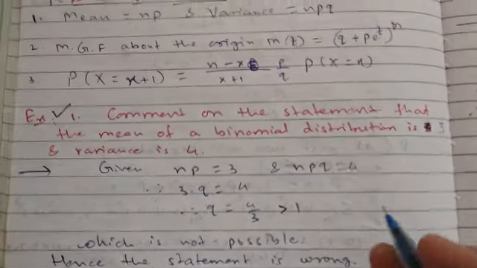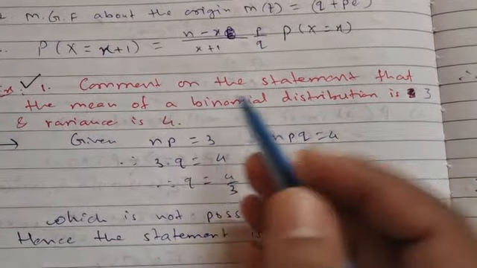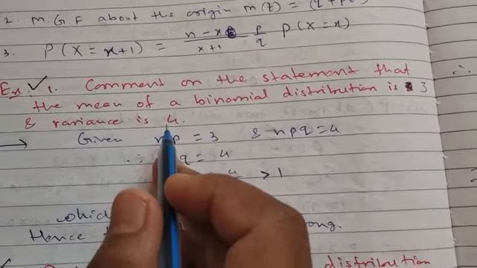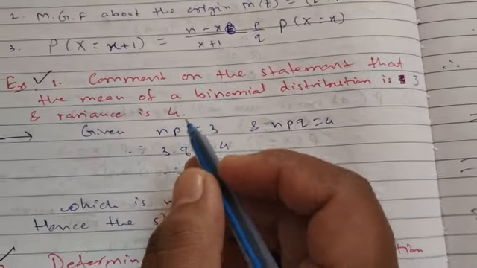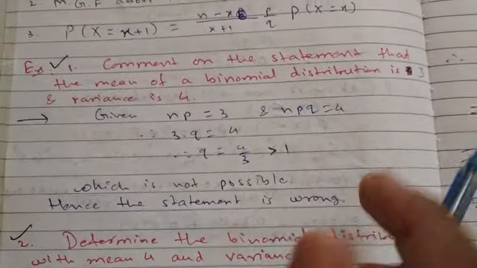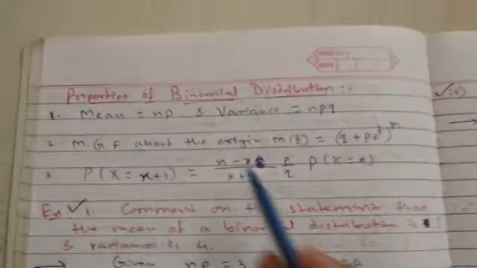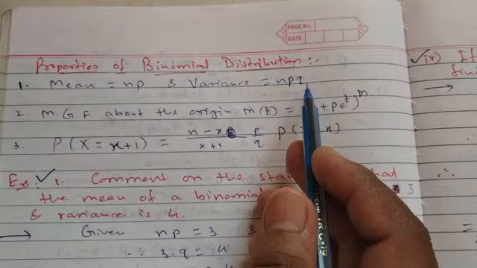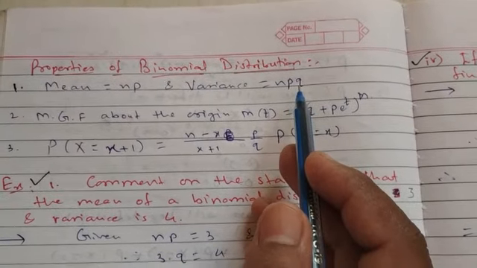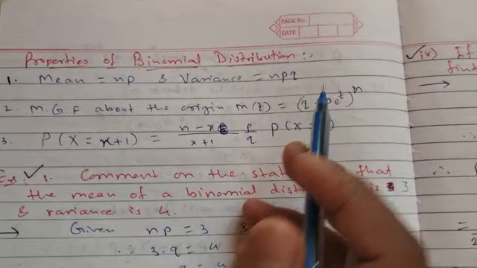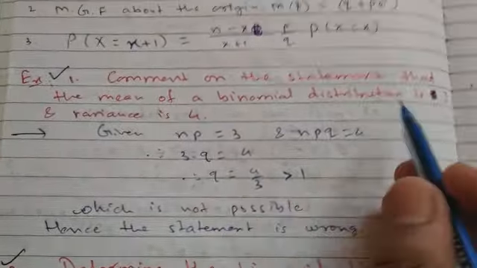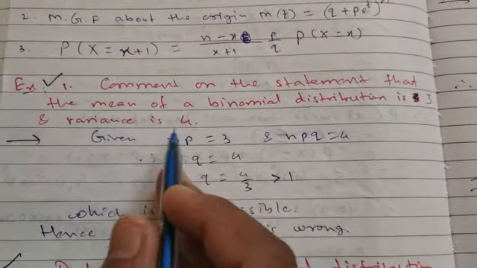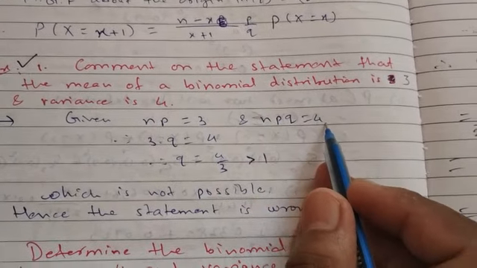Consider the example. Comment on the statement that the mean of a binomial distribution is 3 and the variance is 4. So we have to check whether the statement is correct or not. We know by the properties of the binomial distribution that the mean is given by n into p and the variance is given by n into p into q, where p and q are the probabilities of success and failure respectively. Now the mean is given, which is 3. So n into p equal to 3 and the variance is 4. So n into p into q equal to 4.